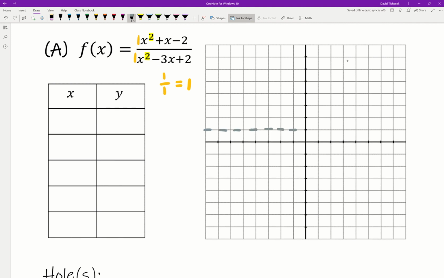I'm just going to go to where positive 1 lives on the y-axis and put myself a horizontal line there, okay? And again, that's because the degrees are the same. That would just be the ratio of the leading coefficients, all right?